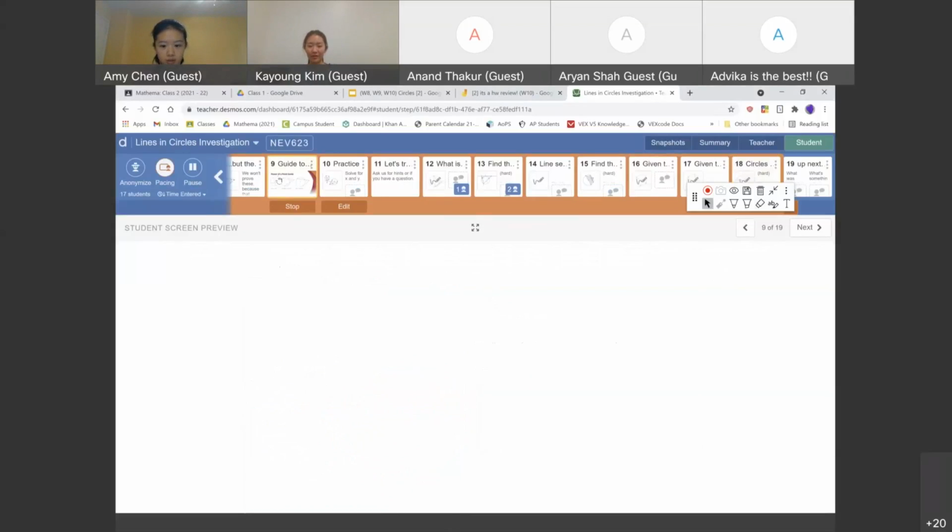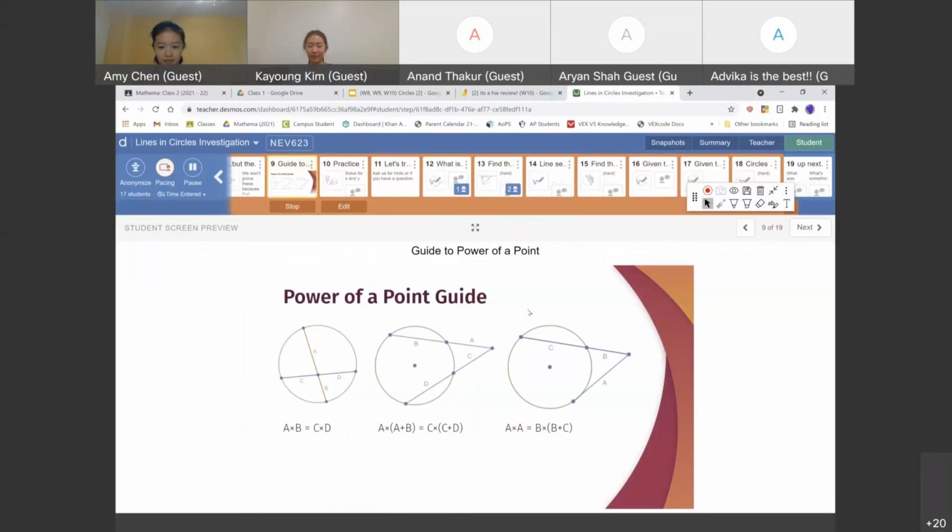Do you guys know which property to use? Which one does it look like? Somebody tell me. It's one of these three. What does this one look like? It's definitely not the first one, right? Is it the second one? The third one? Do both of the lines go through the circle, or does one of them just touch it? That will help you figure out which one to use.